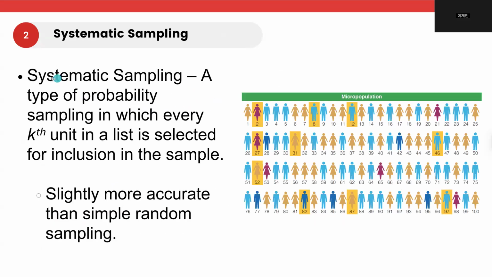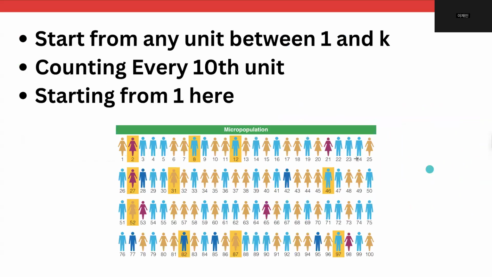So we are using one additional type of probability sampling, in which every kth unit, so every 5th unit or every 10th unit in the list, is selected. So you are having more of a probability sampling method, but a little bit better. All right. So start from any unit between 1 and k, counting every 10th unit, for example. So starting from 1 here, it's every 10th one.